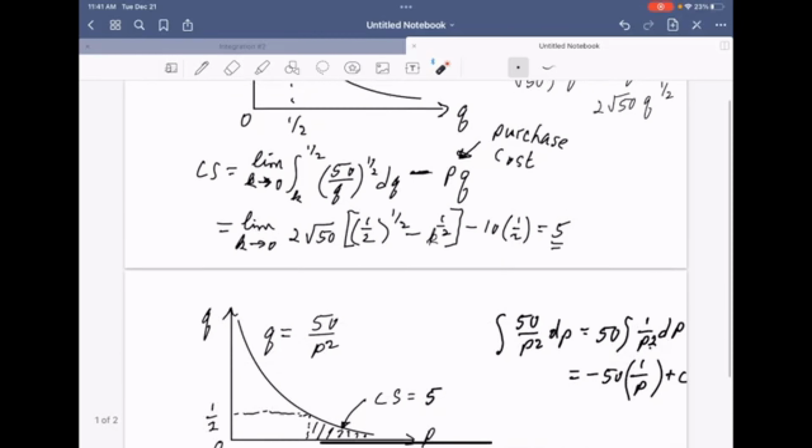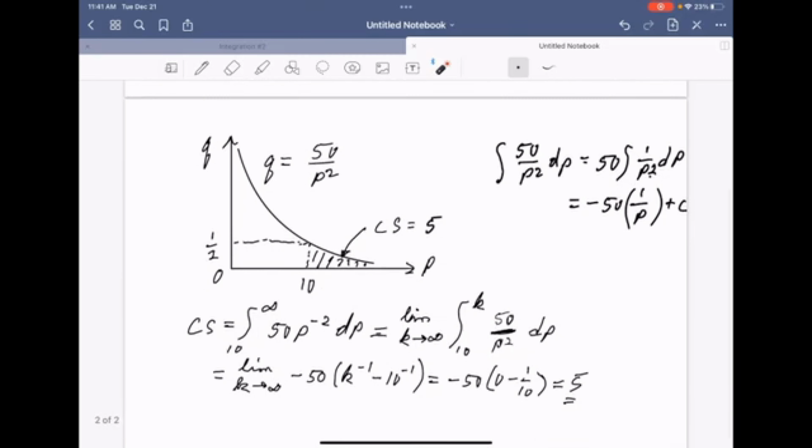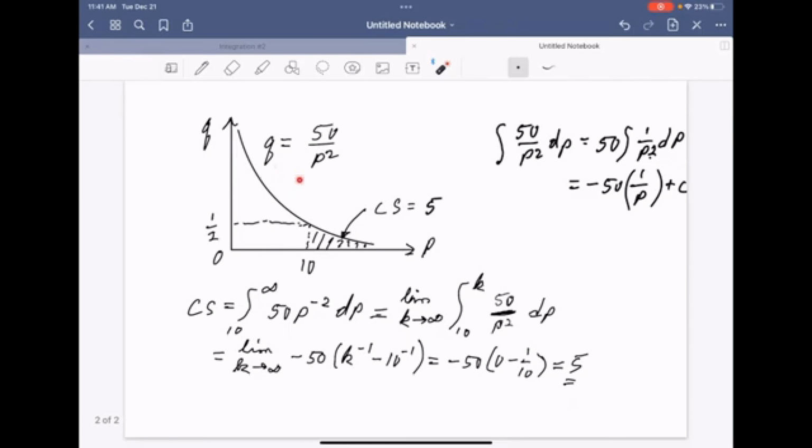Now let's look at it the other way. Here we have our original ordinary demand function, Q equals 50 over P squared, which when we draw it in the coordinate system, we have P on the horizontal axis, Q on the vertical axis. And now what we're interested in is this area here from 10 to infinity. So we again take this and we're going to integrate from 10 to infinity, and we're going to substitute for infinity. We're going to put this k here again and let k approach infinity.